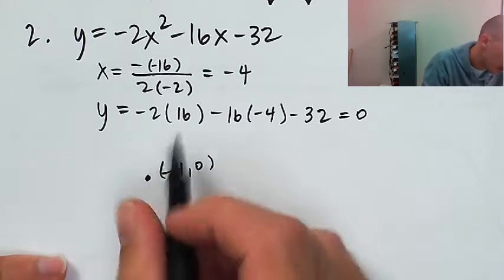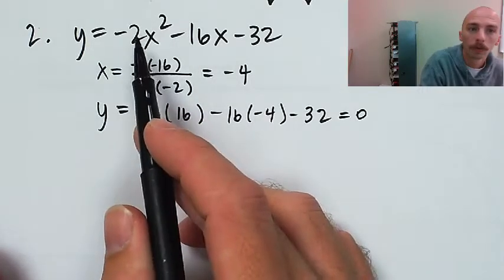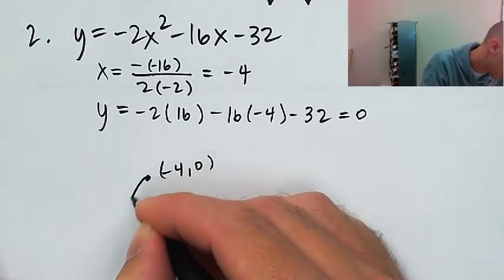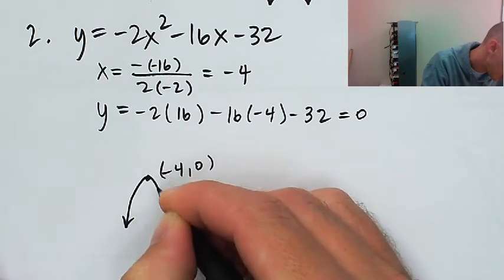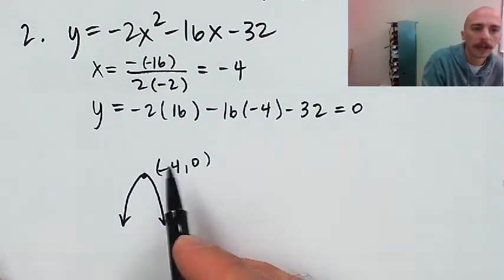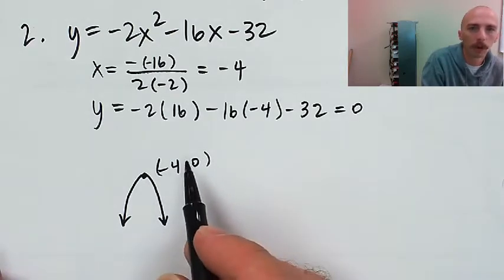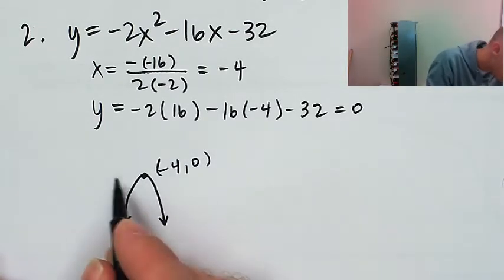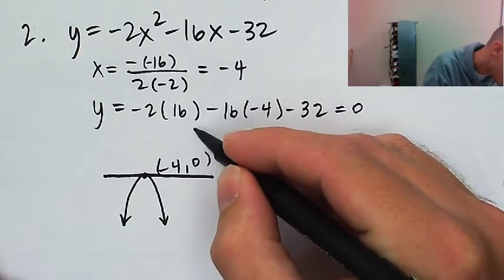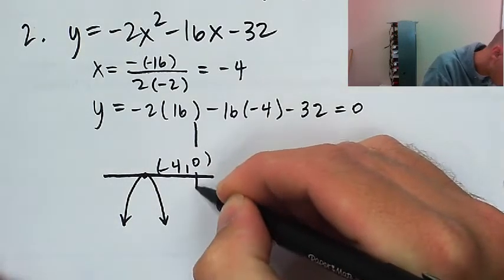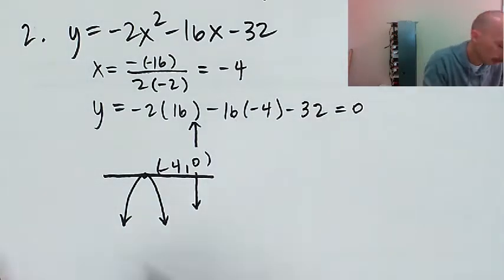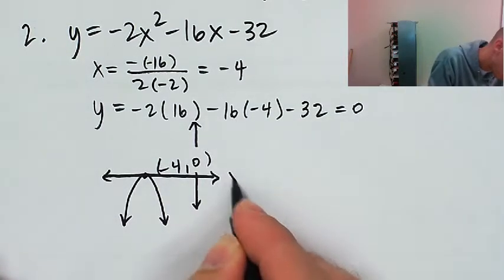And then it's going to open down because of the negative 2x squared. And it's going to be pretty narrow because of it being 2. So I draw what is, in my mind, a pretty narrow looking parabola. And negative 4, 0: y equals 0 is on the x-axis, so I might just draw in a little x-axis like that. And maybe we're looking pretty zoomed in on it. That's going to be a pretty good sketch there.